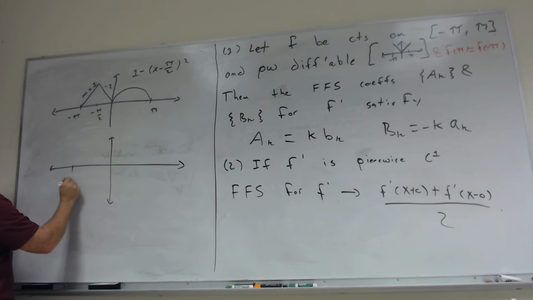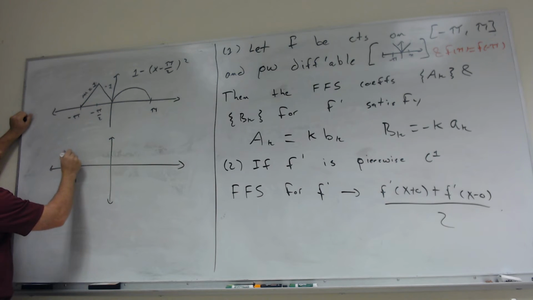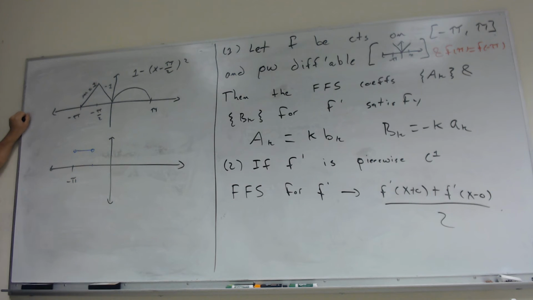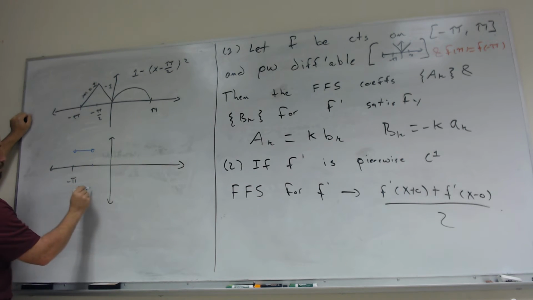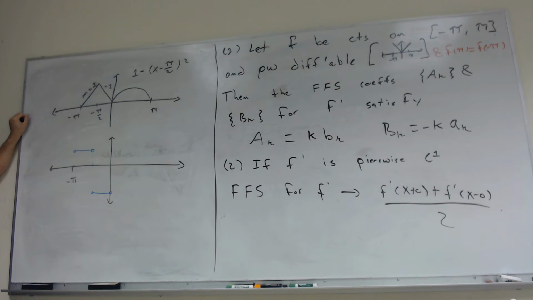Okay, so let's look on the left-hand side. On the left-hand side, I know the derivative is going to be equal to 1 here. So from minus pi to minus pi over 2, it'll be 1. From minus pi over 2 to 0, it'll be equal to minus 1.